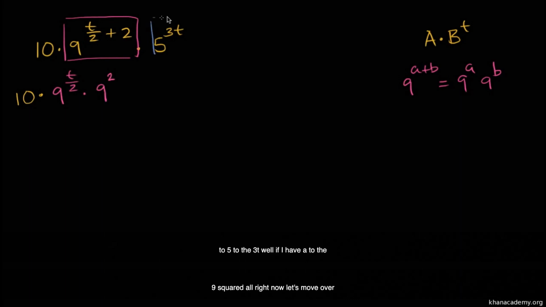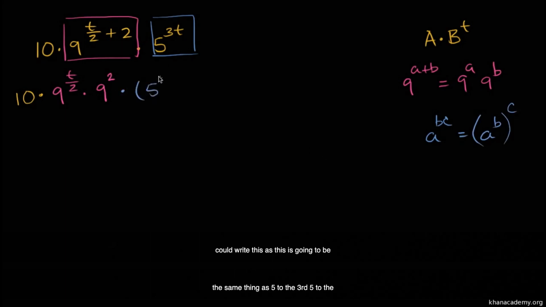Now let's move over to 5 to the 3t. Well, if I have a to the bc, you could view this as 5 to the 3 times t. This is the same thing as a to the b, and then that to the c power. So I could write this as 5 to the third, and then that to the t power. And the whole reason I did that is, well, this is just going to be a number, and then I'm going to have some number to the t power. I want to get as many things just raised to the t power as possible, just to see if I can simplify this thing. So this character right over here is going to be 81. 9 squared is 81. 5 to the third power, let's see, 25 times 5, that's 125. So we're making good progress.